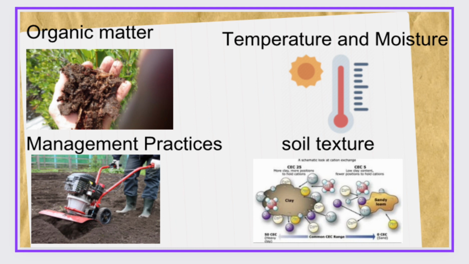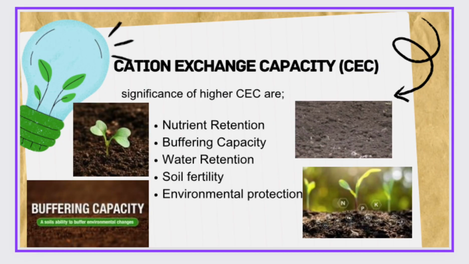The last ones are temperature and moisture. These factors can indirectly influence CEC by affecting microbial activity, organic matter decomposition rates, and mineral weathering processes, which in turn impact soil properties related to CEC. With a higher CEC, we gain the following benefits: nutrient retention, buffering capacity, water retention, soil fertility, and environmental protection. With those, we see the importance of cation exchange capacity in the soil.